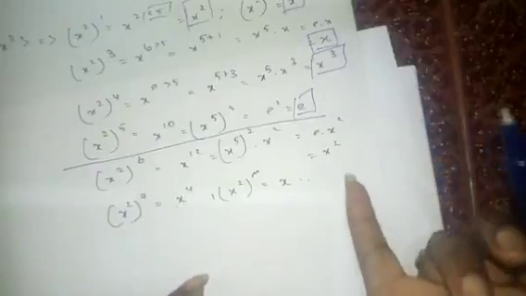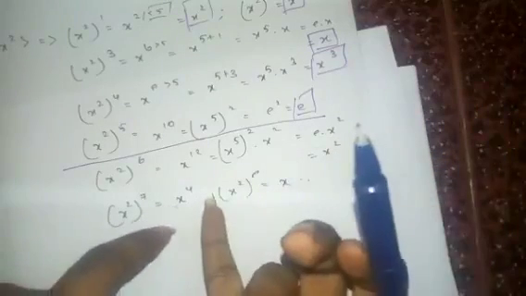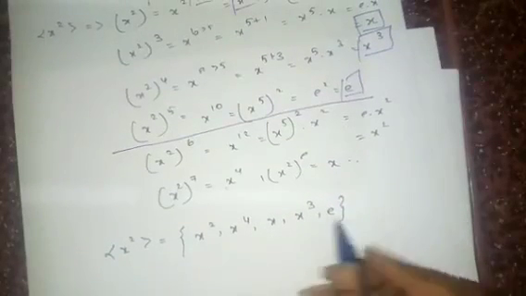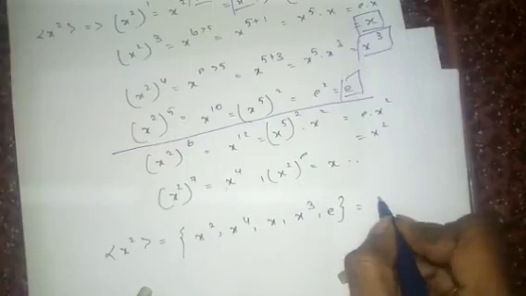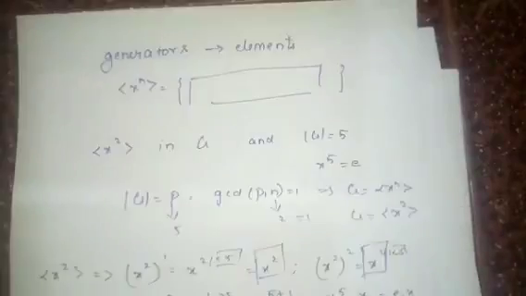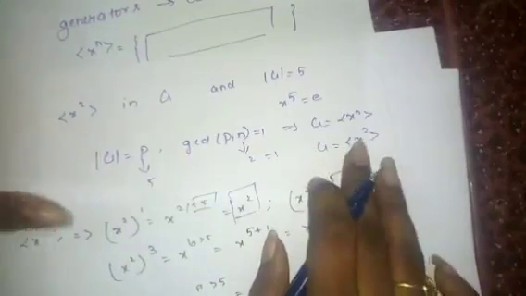So we are not going to start once again from x square, x power 4, x cube and all. So the element generated by x power 2 is x power 2, x power 4, x cube and e. If you have seen this, it is equal to G, and this group is of order 5. We have already seen it here. G is equal to the group generated by x square. That's what we have also seen.